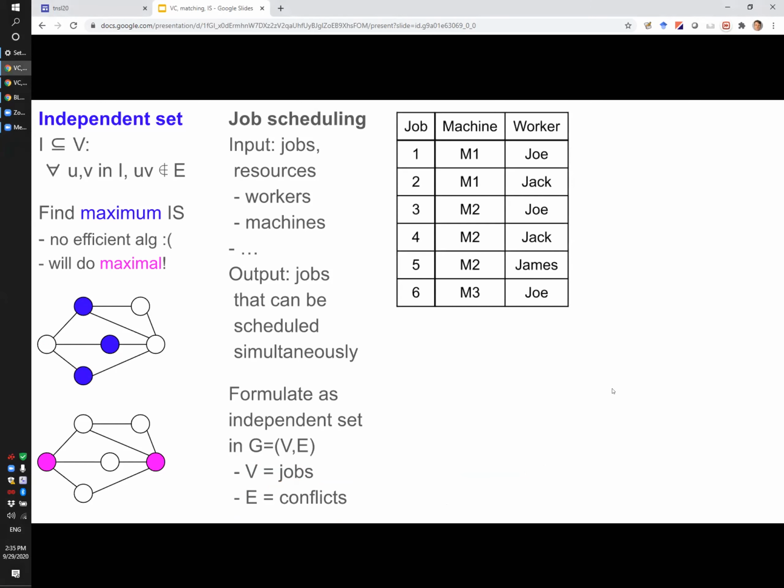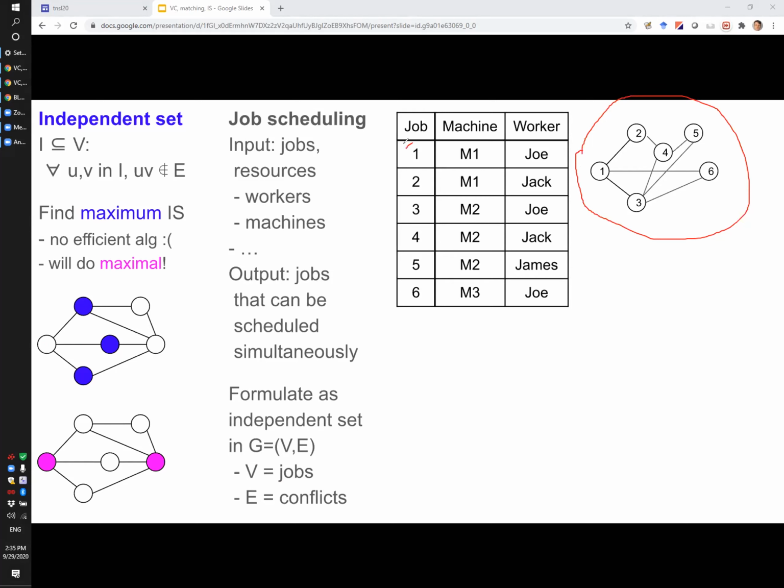So here is an example. Maybe you have 6 jobs, and every job has to be executed on a certain machine, and every job has to be executed by a certain person. And what you can do is form a graph on these jobs. So 6 jobs, hence 6 vertices in the graph. And then you can check the pairwise conflicts and add edges whenever you have a conflict between 2 jobs.